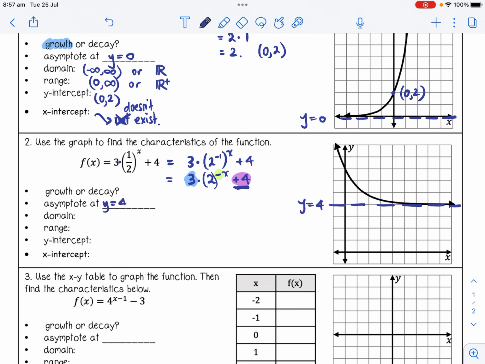Y equals 4. My graph is starting as a big number and it's getting smaller and smaller and smaller. So this graph is not growing. This is absolutely an exponential decay graph. It's going down. My domain, like before, my x values will go on forever to negative infinity and forever to positive infinity. So my domain is all real values and my range is everything above.